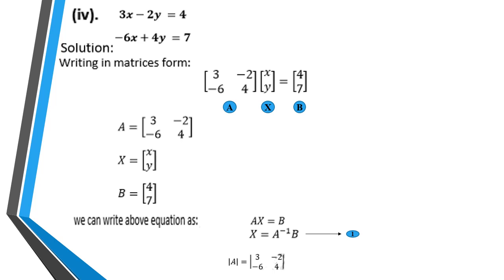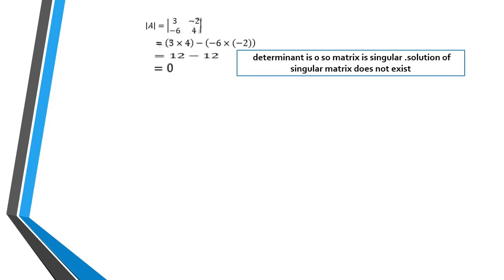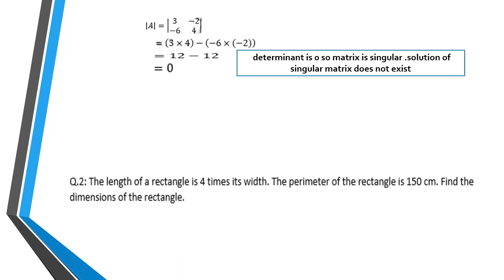Now you have to find the A determinant. For finding the A determinant you can cross multiply the elements. 3 multiply with 4 minus 6 multiply with minus 2. 3 4s are 12 minus 6 into minus 2 is equals to plus 12. 12 minus 12 is equals to 0. Determinant is 0, so the matrix is singular. Solution of a singular matrix does not exist.